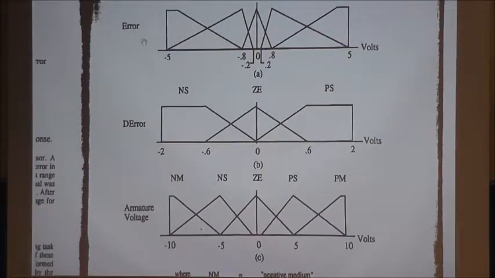As you can see, you feed back the error and you compute the derivative of the error. Those are your two sensory information. Each of them have at least 3 membership functions. So here you have a trapezoid membership function, a triangular here, another triangle here, and another trapezoid. So you have 5 different membership functions.